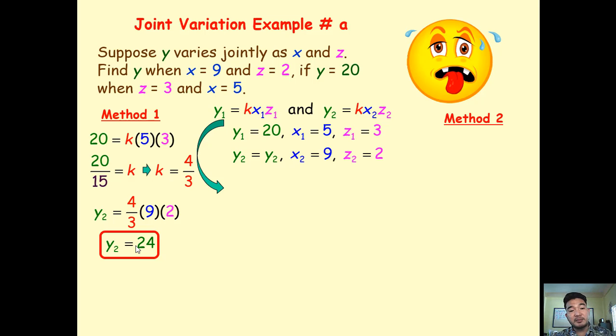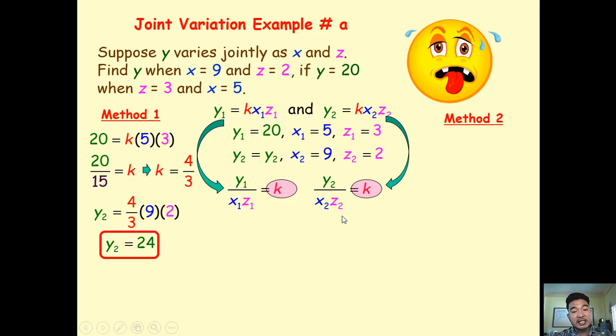So from the first equation, you will have to solve for k. So gawin nyo na agad na ganun yung inyong equation. K is equal to y sub 1 all over x sub 1 times z sub 1. And then, ganun din, k is equal to y sub 2 over x sub 2 times z sub 2. So parehas na silang k. Napapansin niyo, di ba? Parehas na silang k.